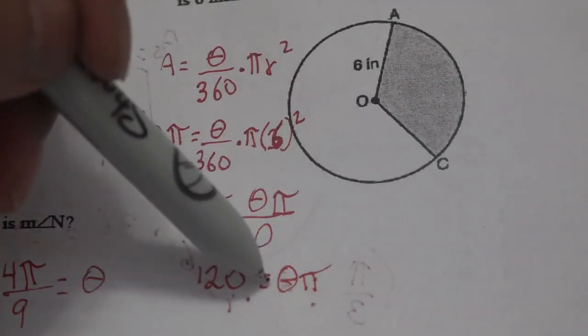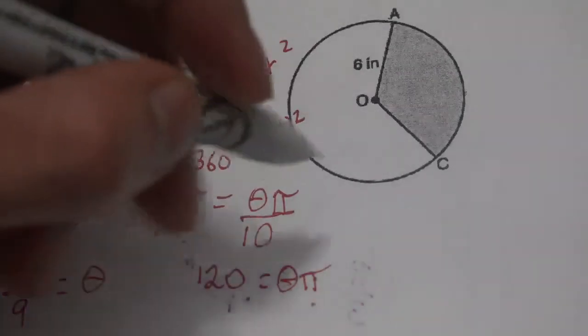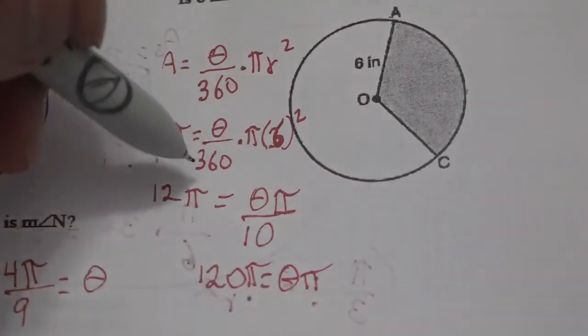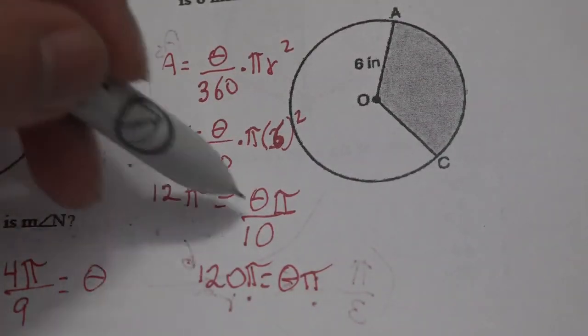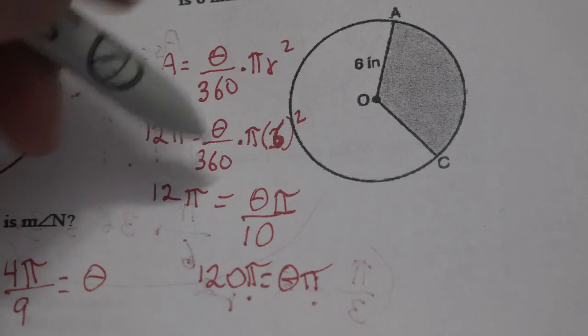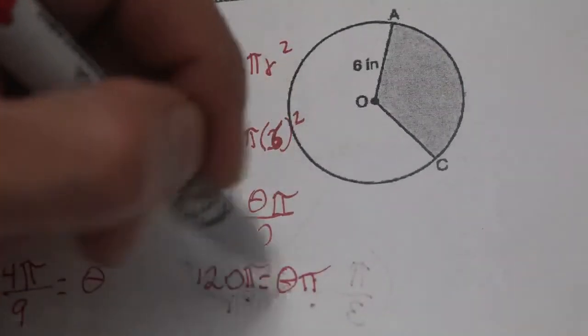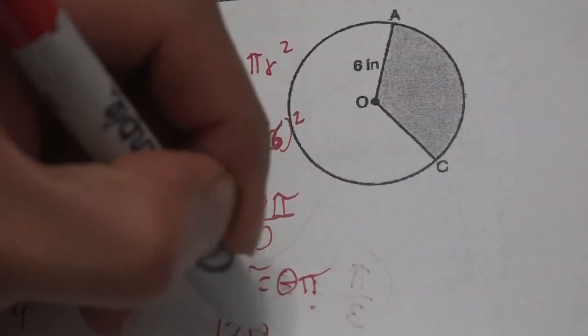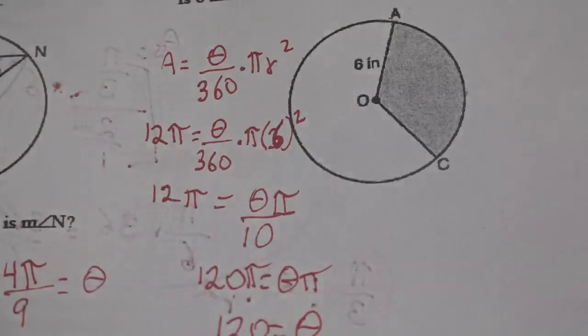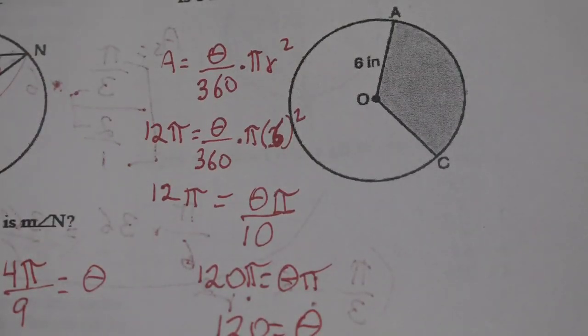Now I have 120 divided by theta pi. And 120 what? Pi, sorry. When I multiply by 10, I get 120 pi. Now I'm going to divide by pi on both sides, and I'm going to get theta to be 120 degrees. Make sense?